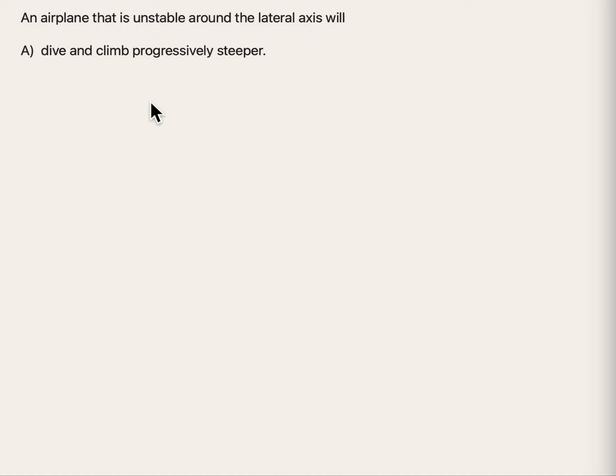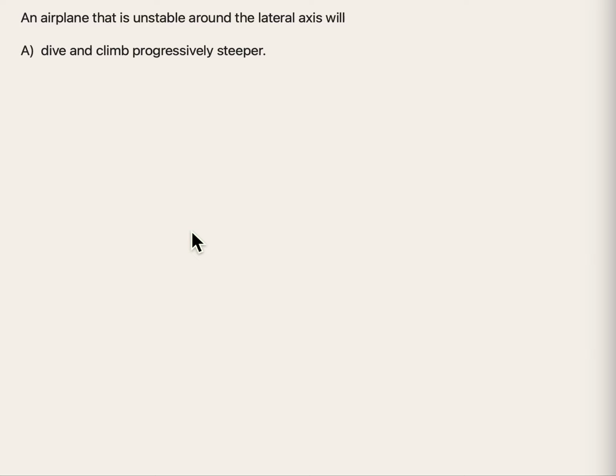An airplane that is unstable around the lateral axis will dive and climb progressively steeper. So longitudinal stability is the quality that makes an aircraft stable about its lateral axis. It involves a pitching motion as the aircraft's nose moves up and down in flight.